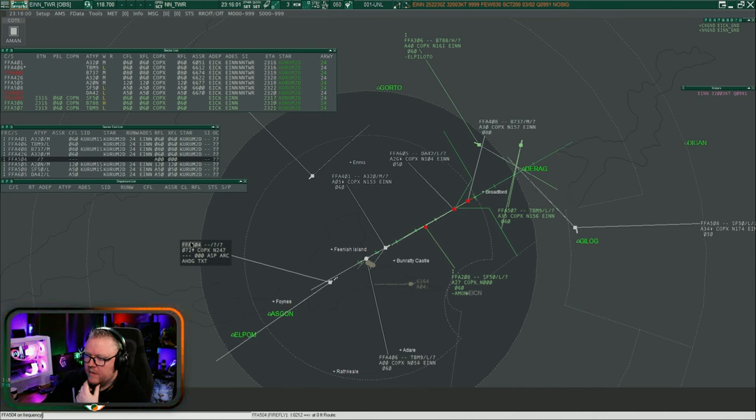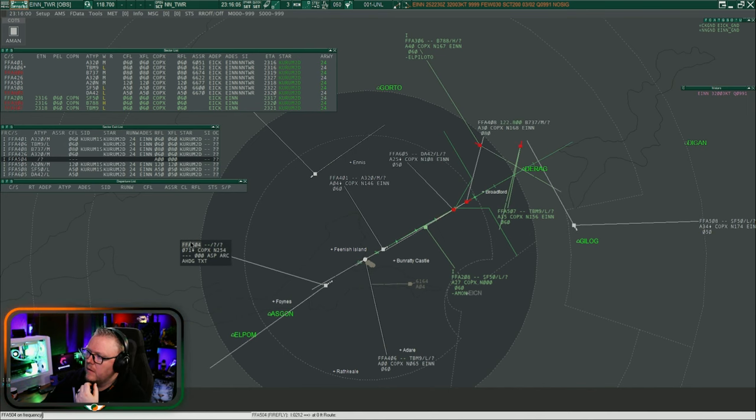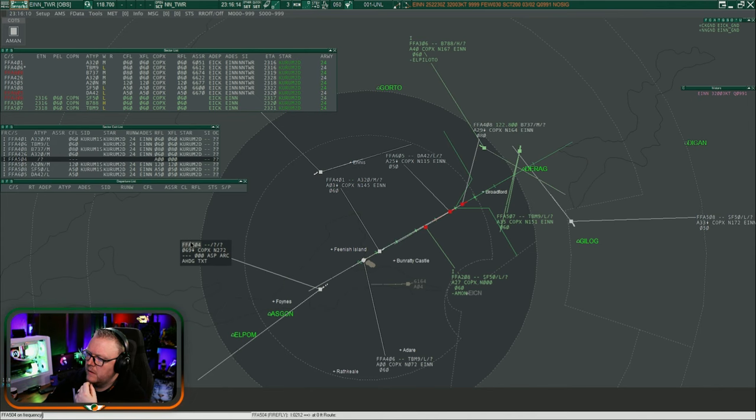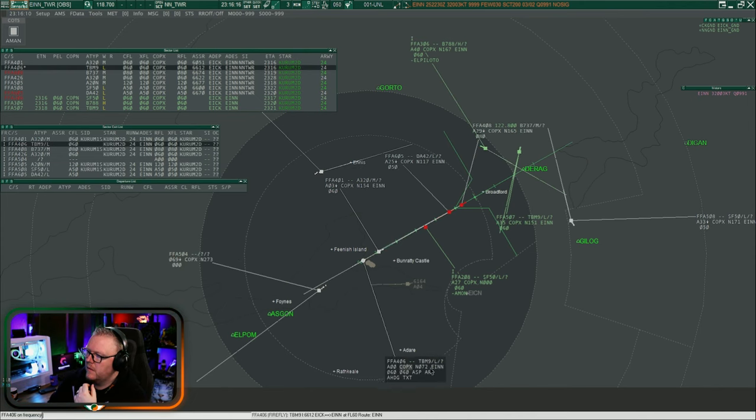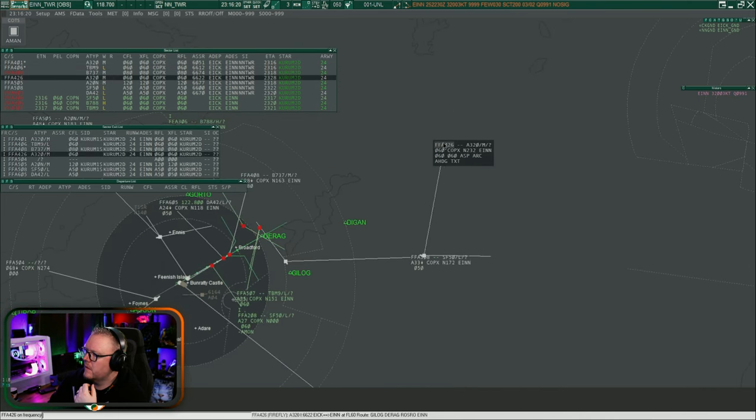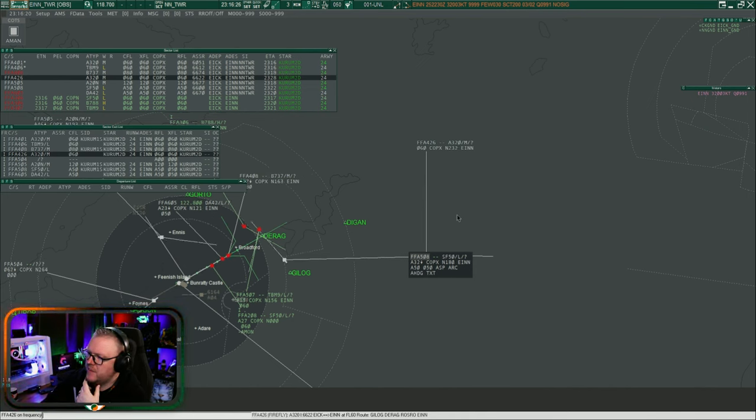Firefly 408 established on ILS. Firefly 408, roger, continue approach. You are Firefly number three. Firefly 406 vacating the runway. Good luck to you. Firefly 605 is on the ILS. Firefly 426, left heading 010 degrees.